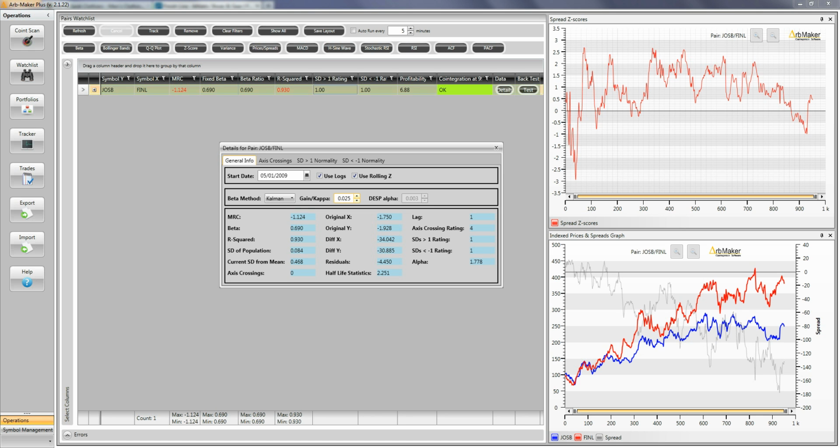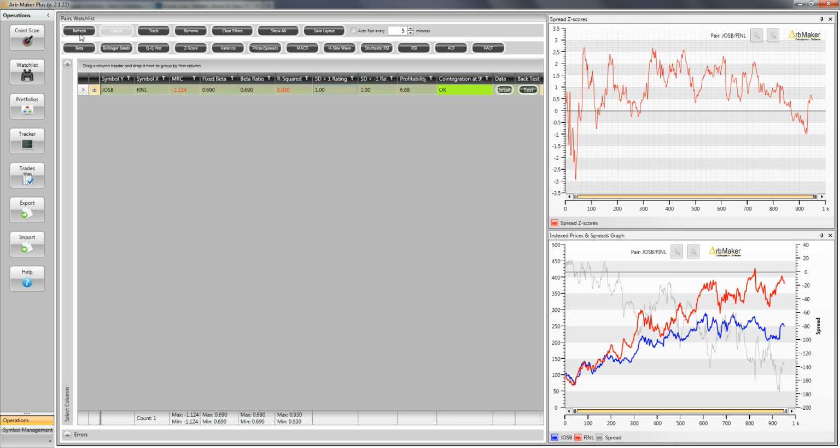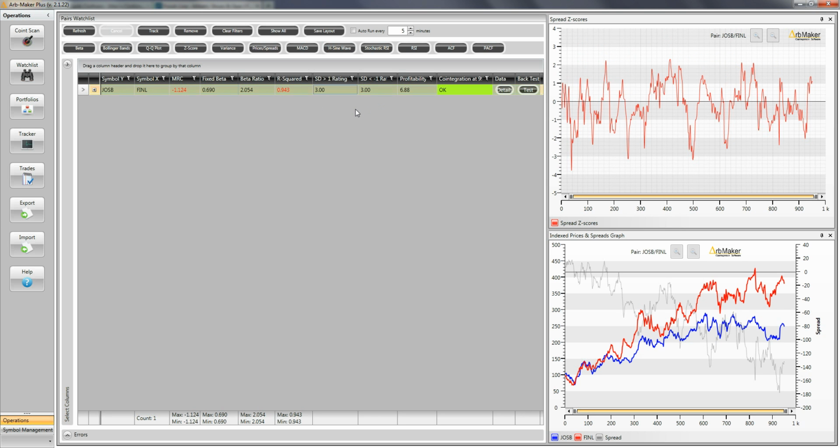Gain makes the spread and the beta test more or less sensitive to changes in the daily beta of a given pair. I'll close this and I'll hit refresh. It'll reprocess the data using the Kalman, the modified Kalman. And when we re-highlight the pair here, please pay attention because the spread Z chart is going to change dramatically. Here we go. Now it's replotting. There you are. Now you have a chart that oscillates very nicely around zero.